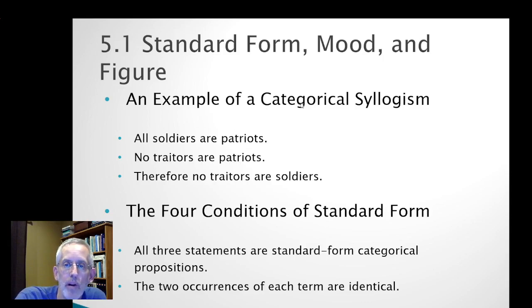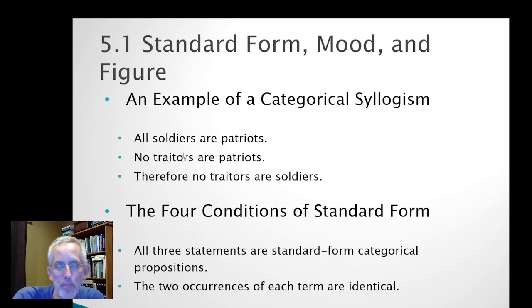Okay, so we have to understand the conditions that determine a standard form categorical syllogism. In other words, the rules that tell us when we have a categorical syllogism in standard form. So let's go through those. Condition 1 is that all three statements must be standard form categorical propositions.